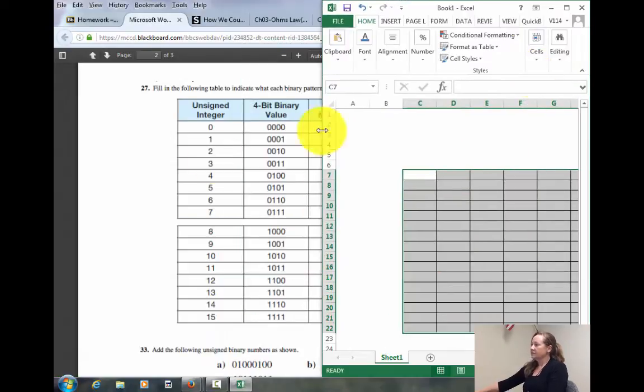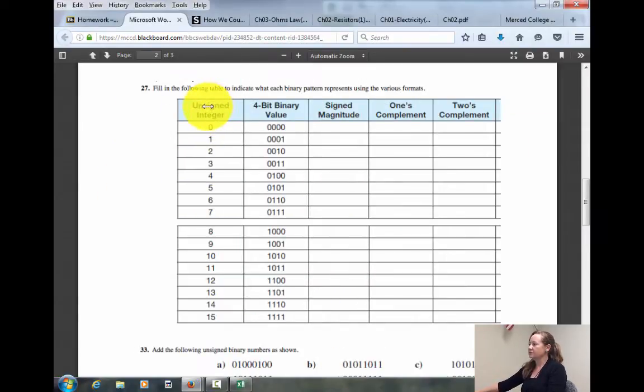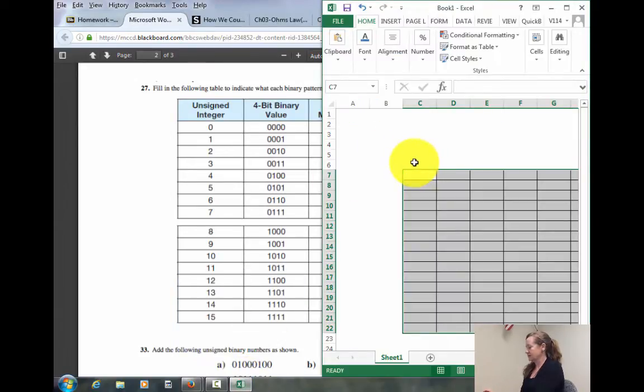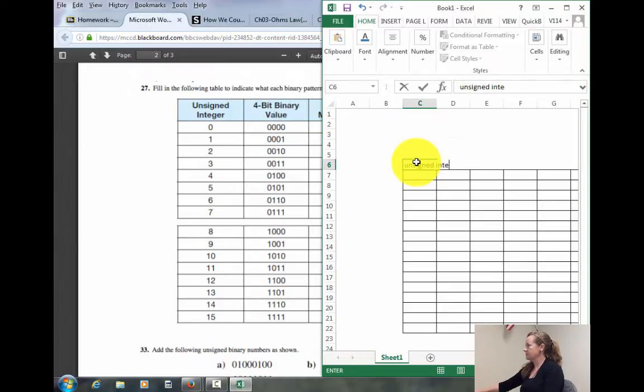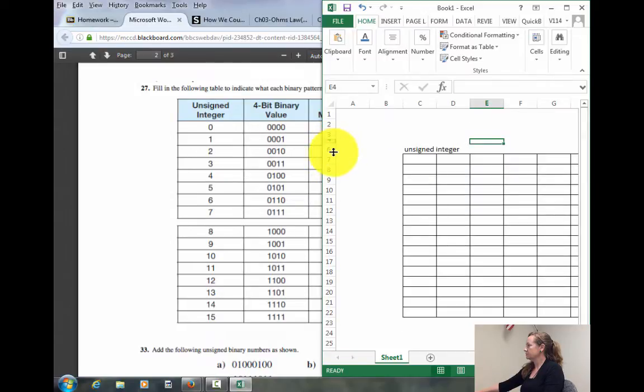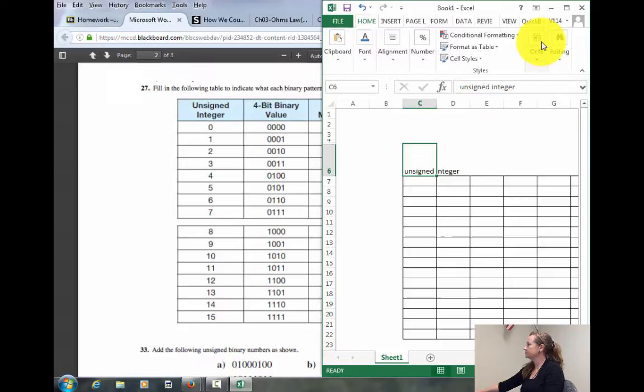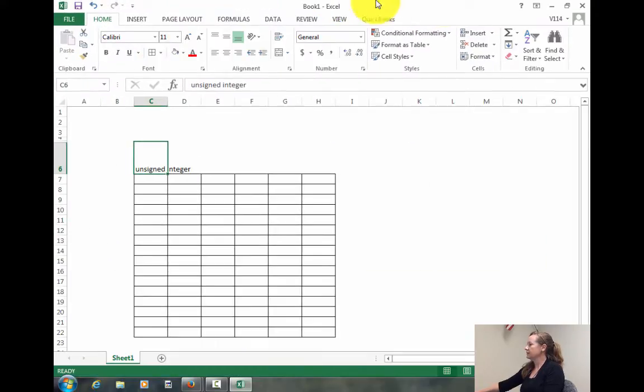Now in this chart, they show you the unsigned integer. This is a decimal representation, and they've only counted from 0 to 15, because if they counted beyond 15, it would make the chart like twice as large. Okay, so this is our unsigned integer. I'm going to do it on Excel just because it's neater than me writing on the board.